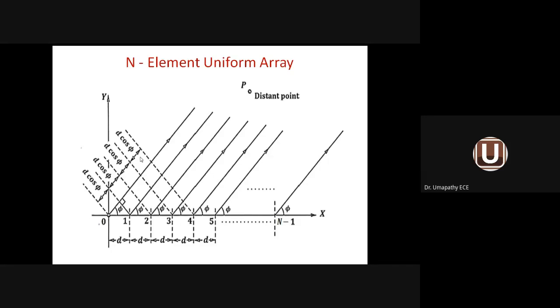The total phase difference equals psi. The path difference equals d cos phi. Why are we calculating the path difference? What is the difference between this one and this? What is the path difference between 0 and 1? d cos phi. Path difference between 1 and 2, d cos phi. Path difference between 0 and 2, 2d cos phi.